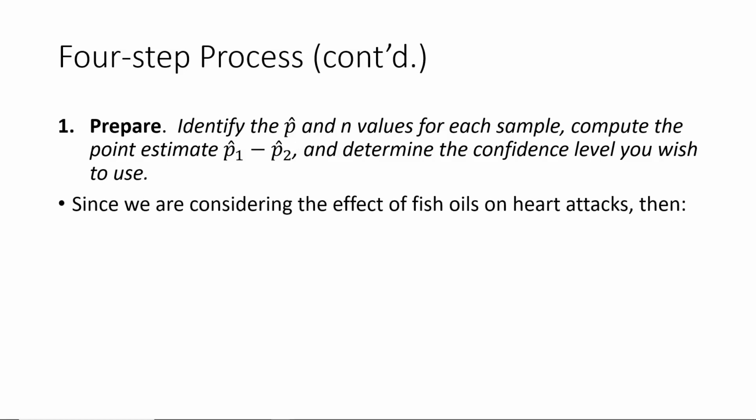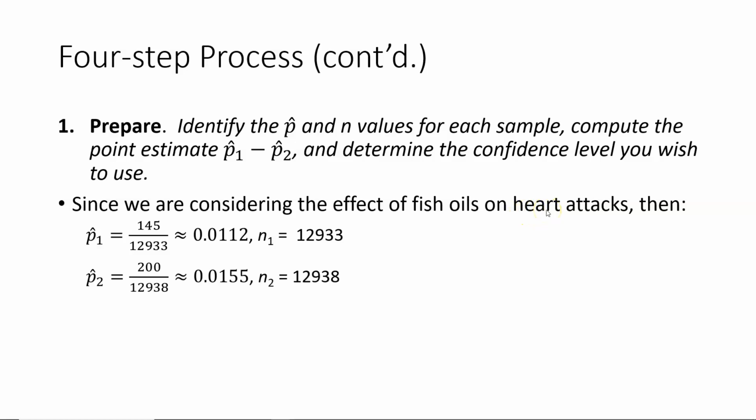So in this case, since we're considering the effect of fish oils on heart attacks, the sample proportion for the patients that used fish oil is calculated. You can see that I've written it in fraction form, and then the decimal value was 112 10,000ths. And the sample size for those people that used the fish oils was 12,933. We then take a look at the sample proportion for people that did not use fish oil, and we see that I've shown the calculation on the slide, and I came up with 155 10,000ths for that sample proportion, and a sample size of 12,938 people. And that again comes right from the table.